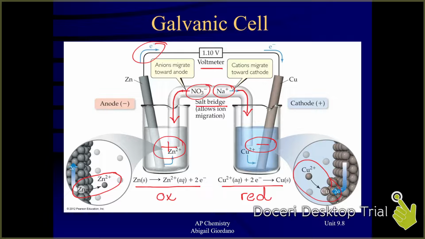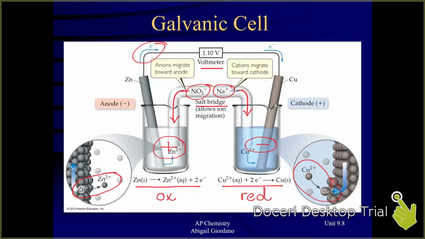The copper ions are being converted into solid copper atoms, which glom on to that copper electrode. So this electrode, the copper electrode, is gaining mass over time because those aqueous ions are being converted into copper atoms. Okay, so that's something else to take note.